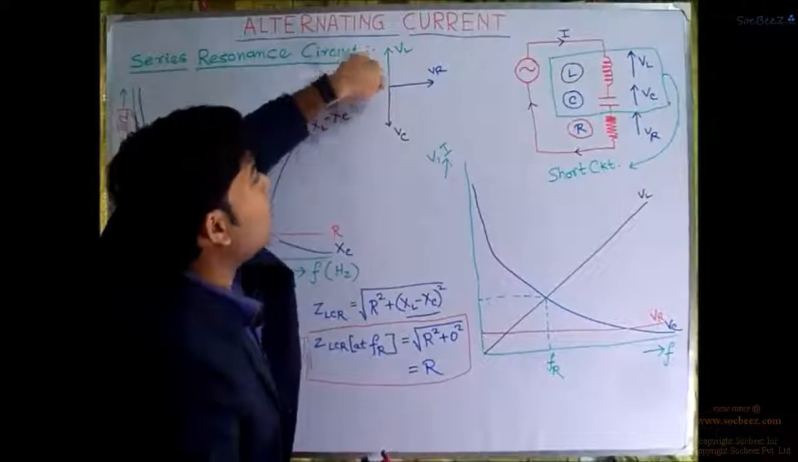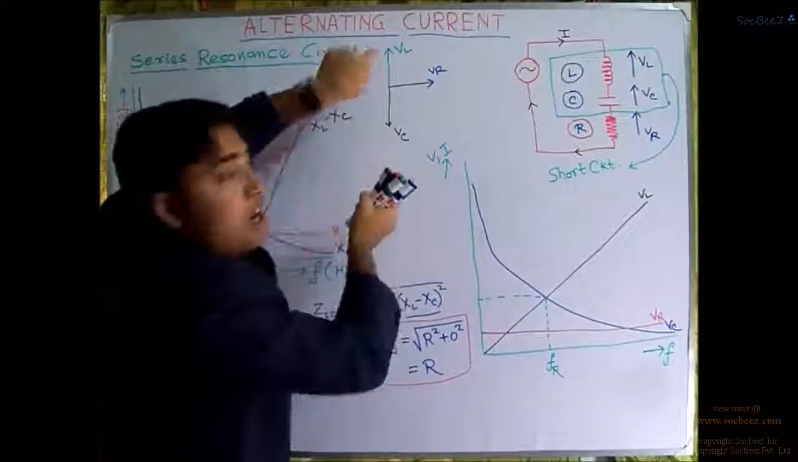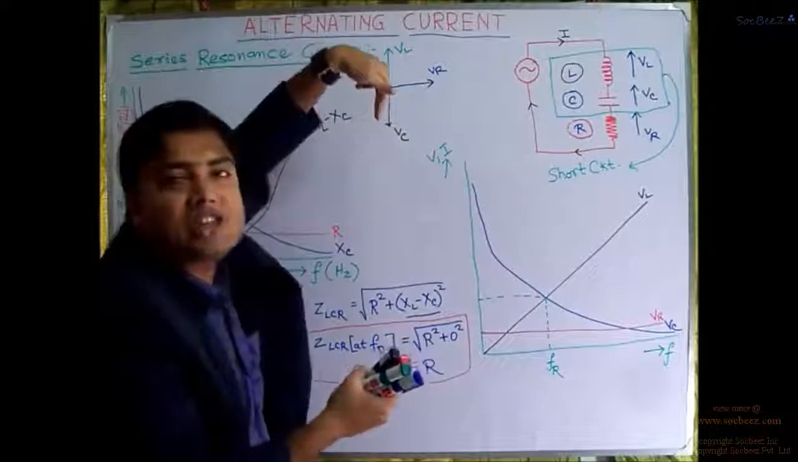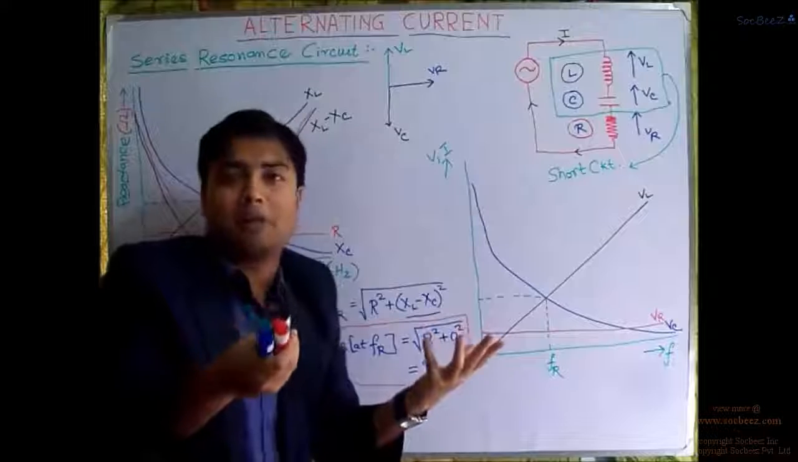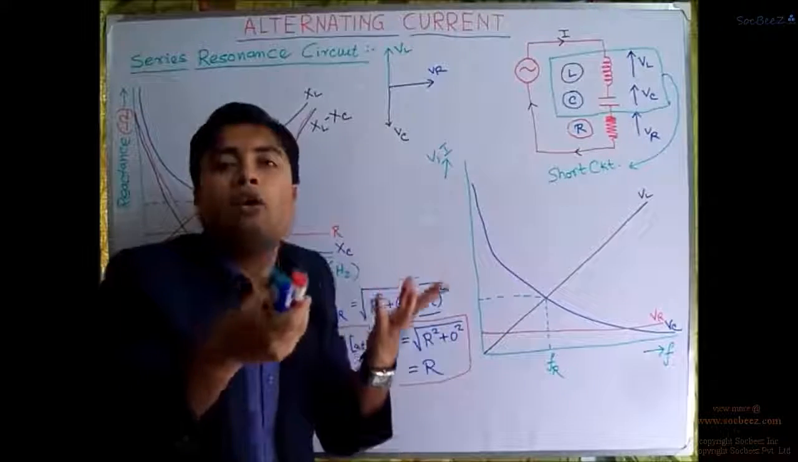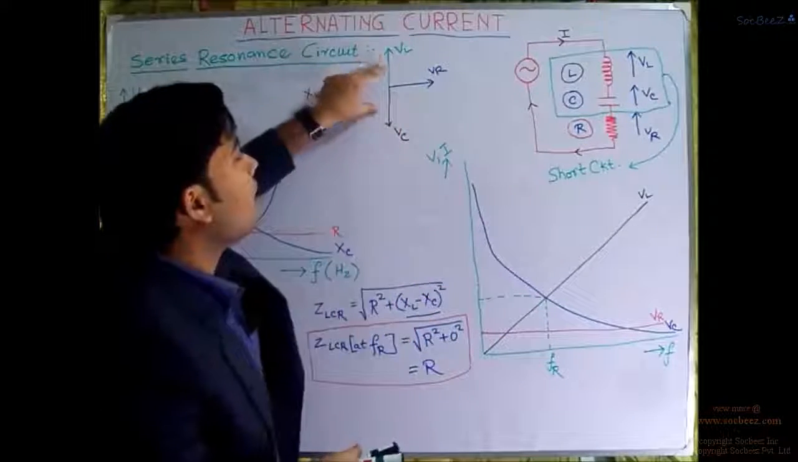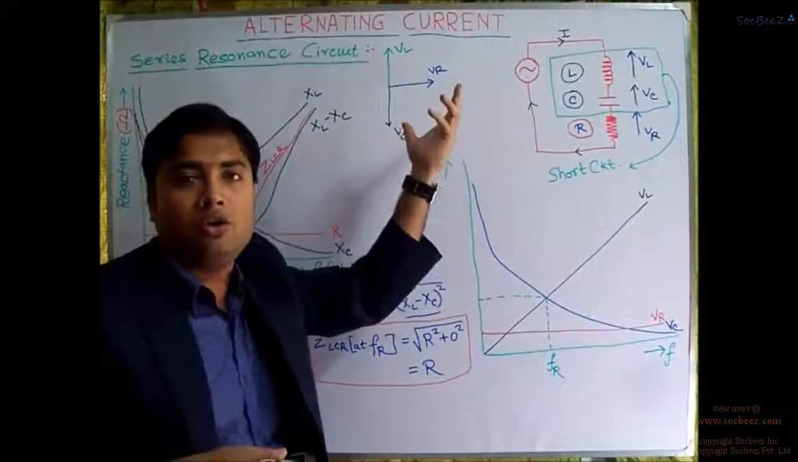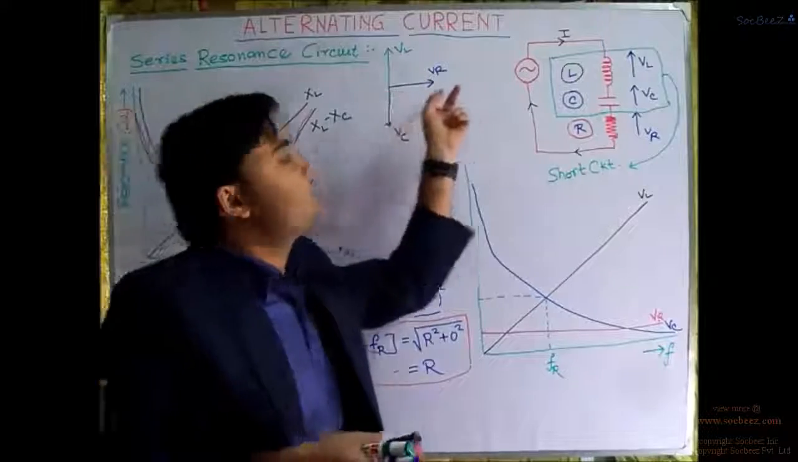This one is trying to pull hard, this is also trying to pull hard. 5 Newton of force in this direction, 5 Newton of force in this direction as well. What is the displacement of the object? Simply 0. So the resultant of VL and VC will be equal to 0. The only remaining thing is VR.